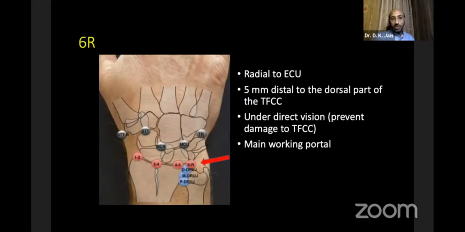And the 6R portal, this is just radial to ECU, but usually this is done under direct vision. When you are viewing through the 3-4 portal, it's easy to mark the 6R portal. It's 5 millimeter distal to the dorsal part of the TFCC, and this is usually a main working portal.